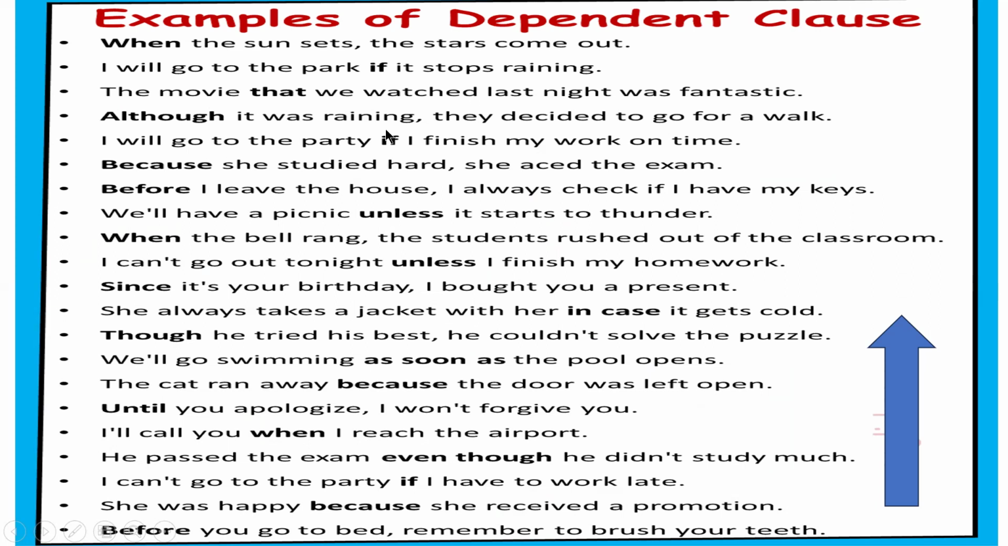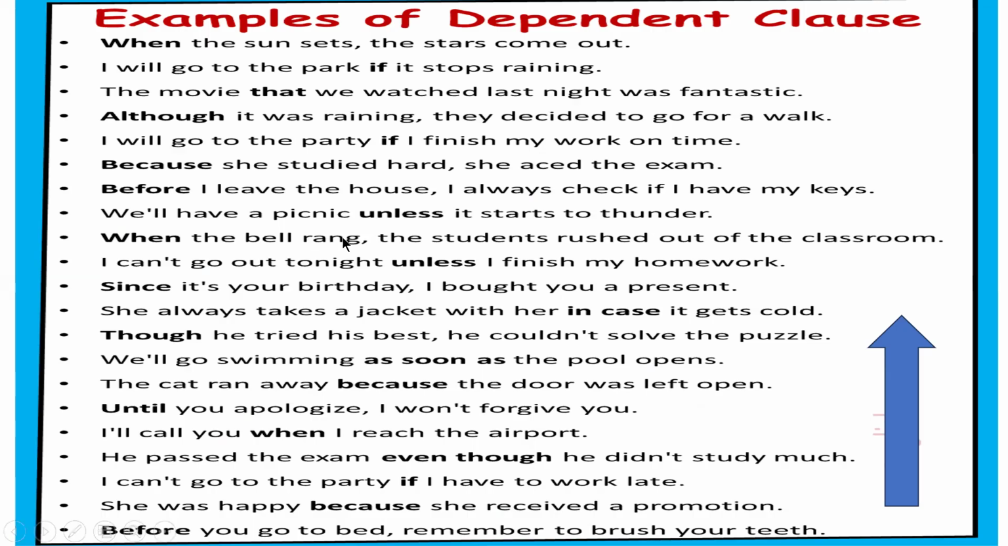Although it was raining, they decided to go for a walk. So they decided to go for a walk is the independent clause, and although it was raining is the dependent clause. Like this, all the examples are given, with all the words in bold letters. These sentences are dependent clauses: unless it starts to thunder, before I leave the house, because. All of these clauses require a principal clause, a main clause, to give complete meaning.